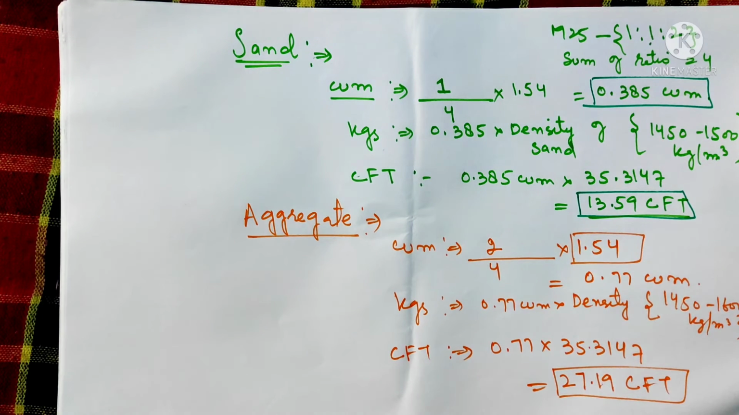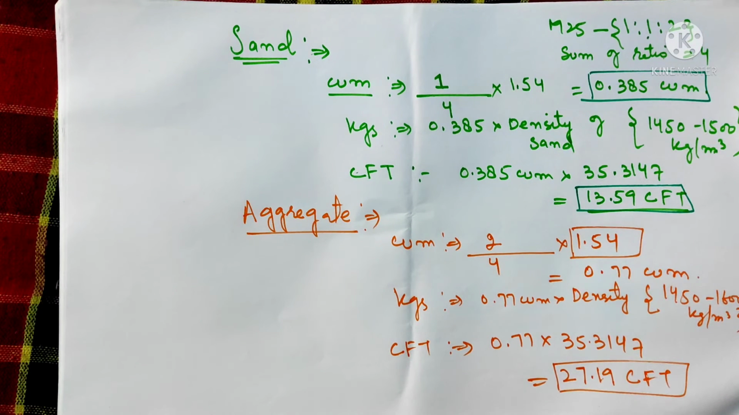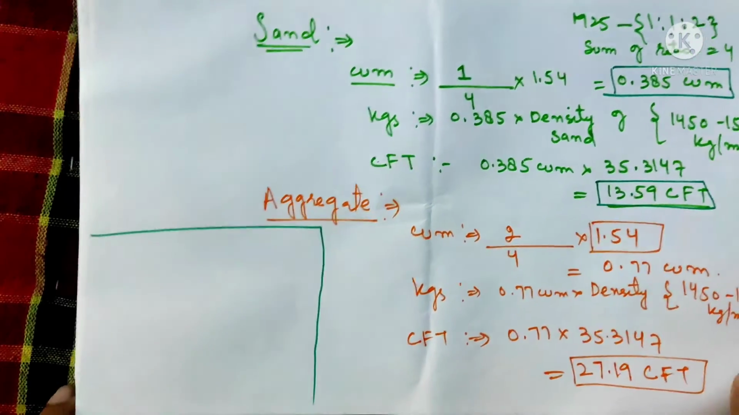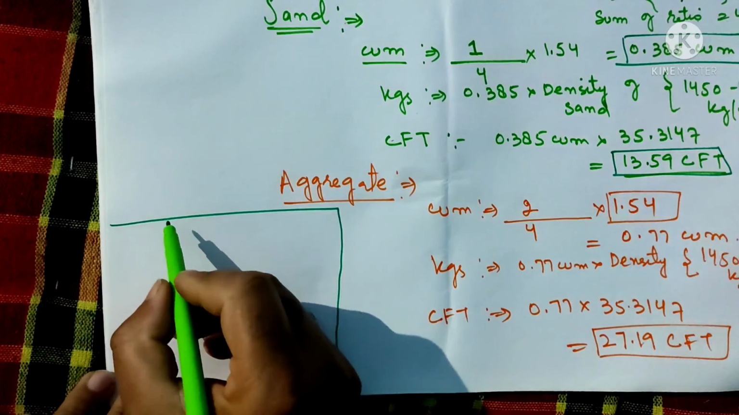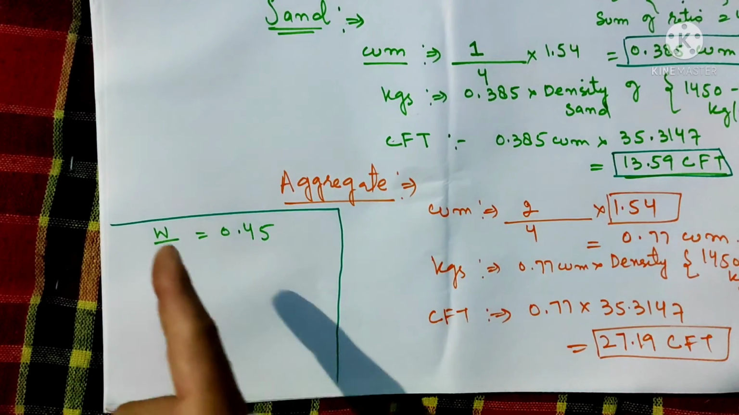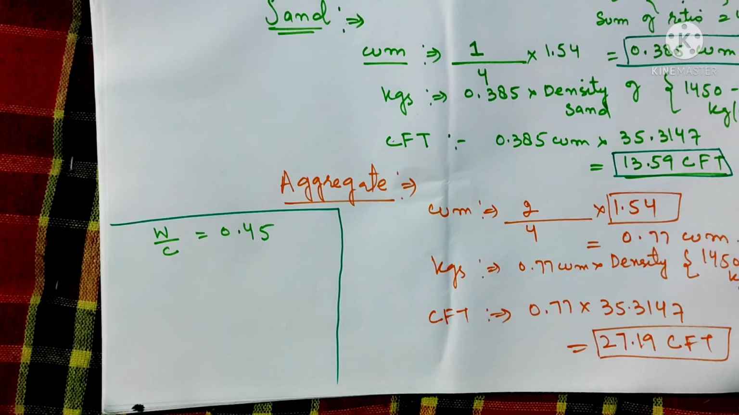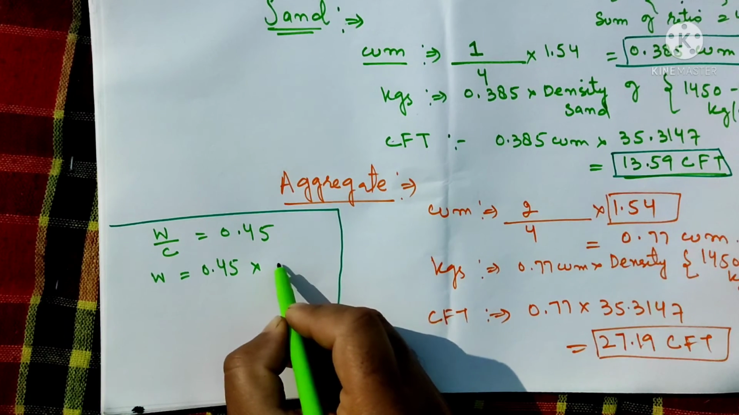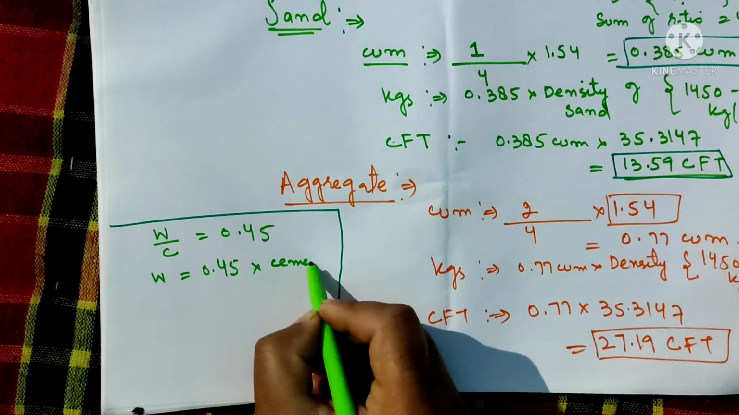So if you just want to calculate the water quantity, how much water is required in 1 cubic meter of the concrete. If you want to get 1 cubic meter of concrete, how much water you should use? So if you want to get the water quantity, let's suppose our water cement ratio is 0.45. If our water cement ratio is 0.45, so water is equal to 0.45 into cement in kgs.